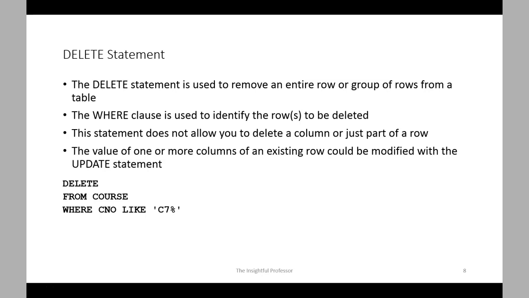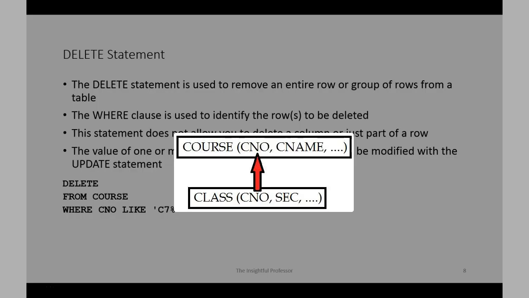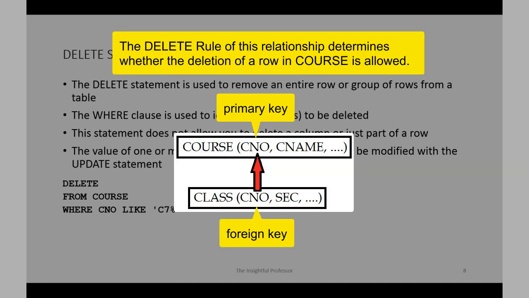Furthermore, note that if the target table is involved in a parent-child relationship, referential integrity will be enforced. In the academic tables that I use, CNO is the target of a foreign key reference from the class table to the course table. Thus, if the rows to be deleted currently have matching rows in the class table, the delete rule declared for this relationship will determine whether the identified rows from the course table will actually be deleted.